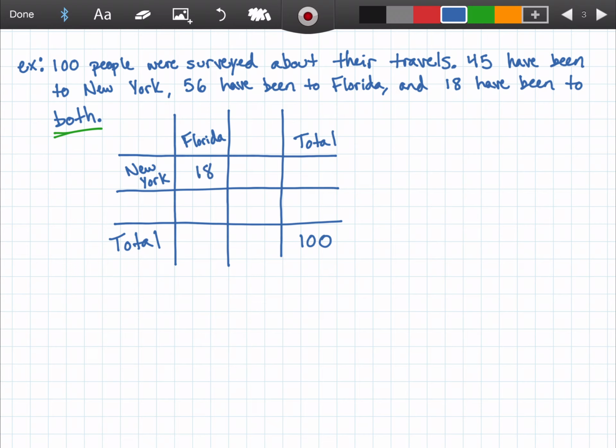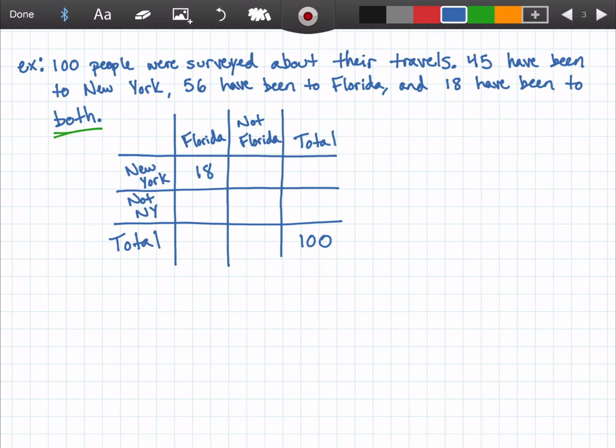So then it becomes, well, what goes next to those categories? Well, what goes next is actually the category's complement, where it's opposite. So these would be people who have not been to Florida, or people who have not been to New York.